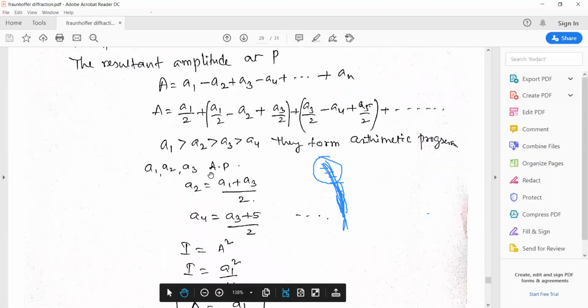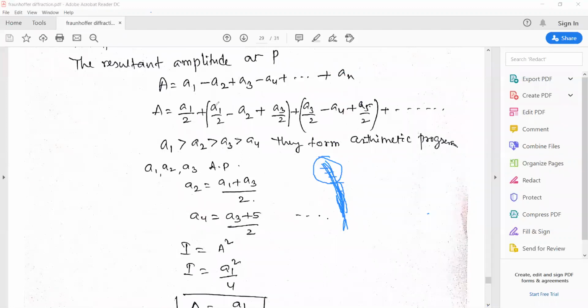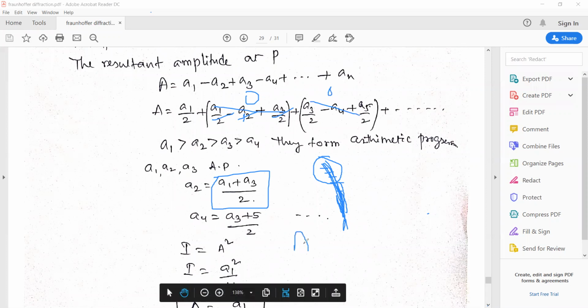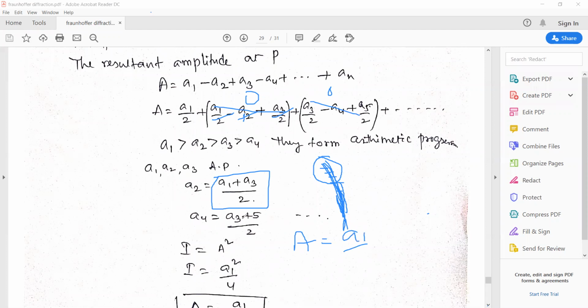Okay. So if you substitute these terms, we will get these terms as 0. This term will be 0 since A2 equals A1 plus A3 by 2, so this term will get cancelled. Similarly this term will get cancelled, so you will be left with only A1 by 2. So the amplitude at point P is A1 by 2. If you know the amplitude, intensity is nothing but the square of the amplitude. So I is equal to A1 square by 4.